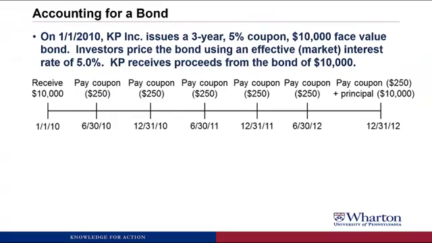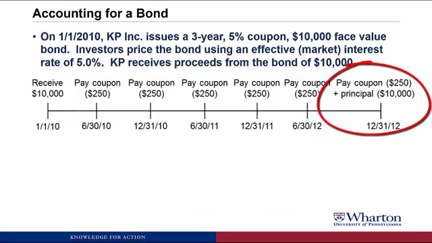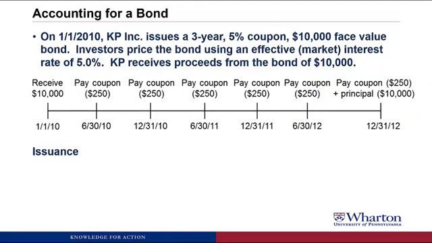So now let's go ahead and do the journal entries. So as we have done before, I've laid out all of the payments across the timeline. We get 10,000 when we issue the bond on January 1st, 2010. Every 6 months we pay a $250 coupon payment. At the end, we make the last coupon payment plus the principal. So let me throw up the pause sign and try to do the journal entry for when the bond is issued on January 1, 2010.